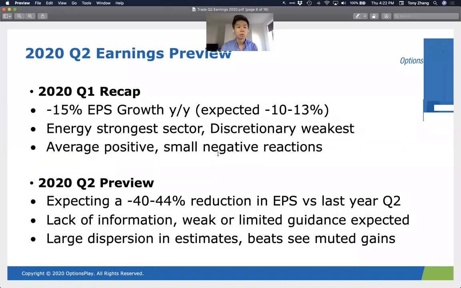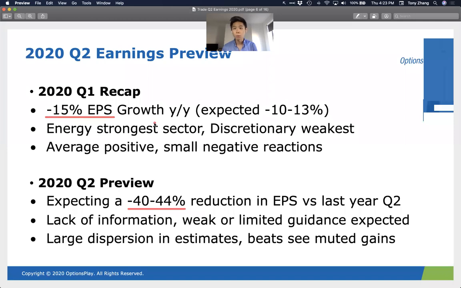Now, looking at Q2, this is the monster quarter. We're expecting roughly somewhere between a 40 to 44% reduction in EPS. Compare that to the 15%: we're talking about 3 times the decline in earnings per share on S&P 500 stocks compared to Q1. So again, Q2 we know for a fact is going to be the worst quarter.